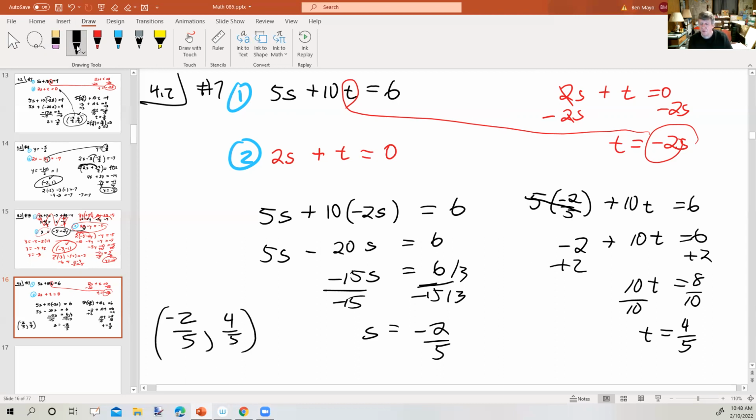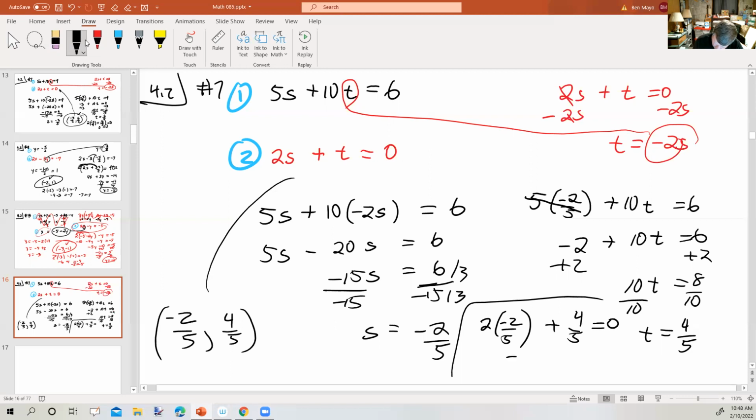Make sure that you list your ordered pairs in alphabetical order. And let's see, I found that in the top equation, so I'm going to check it in the bottom equation. 2 times s, and s is negative 2/5, plus 4/5 equals 0. Negative 4/5 plus 4/5 equals 0, so it checks.